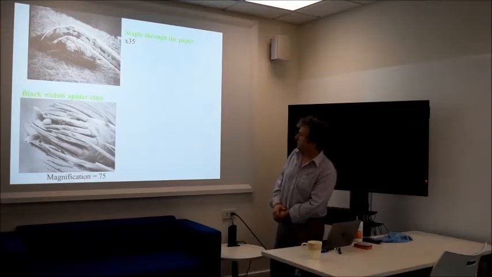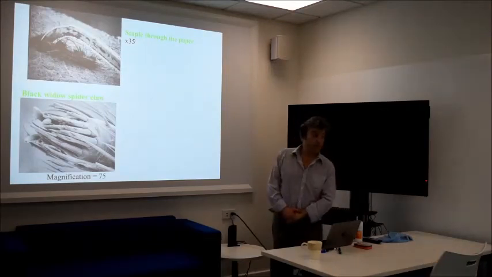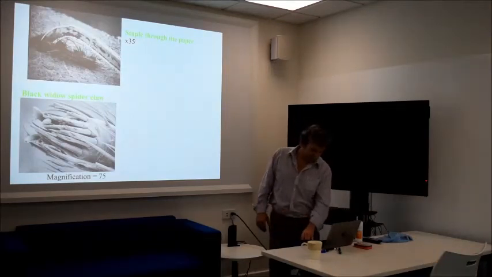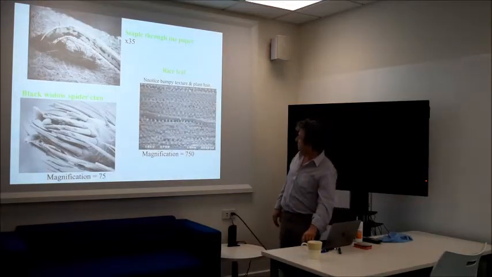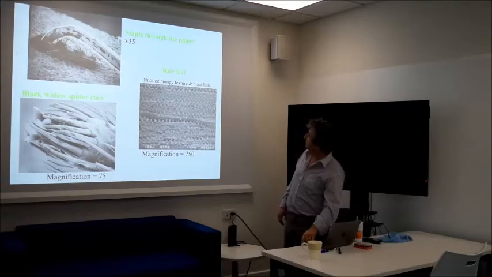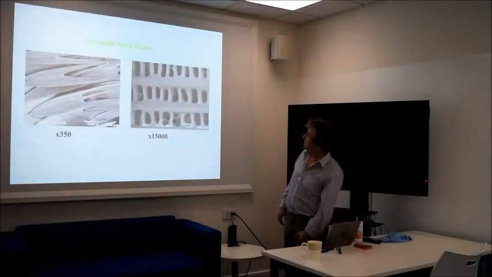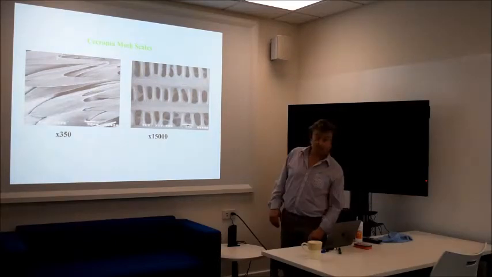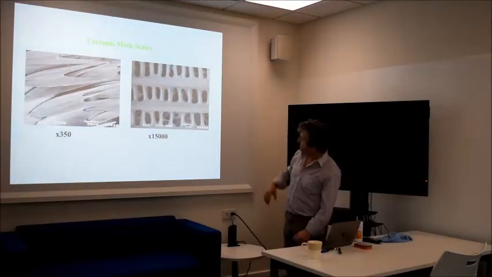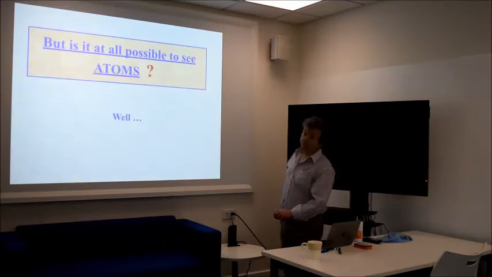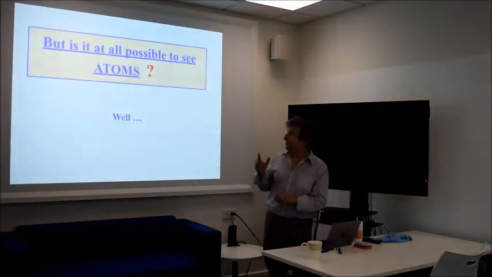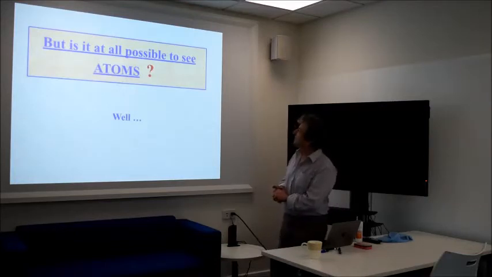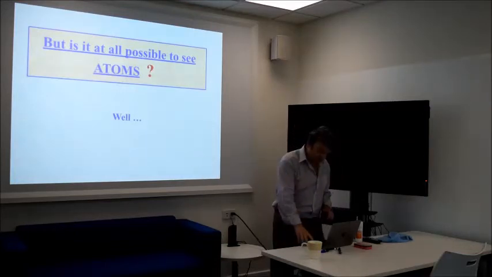This is 75 times, a black widow spider claw. Out of another world, right? And a rice leaf, again you can see some details, at 750 times magnification. Moth scales. So we have some structure. I think I don't have a picture at 200,000 times. At that time, I wasn't able to find it on the web. I'm sure now it exists somewhere. So the question we're asking is whether it's possible to see actual atoms, which are much, much smaller objects.